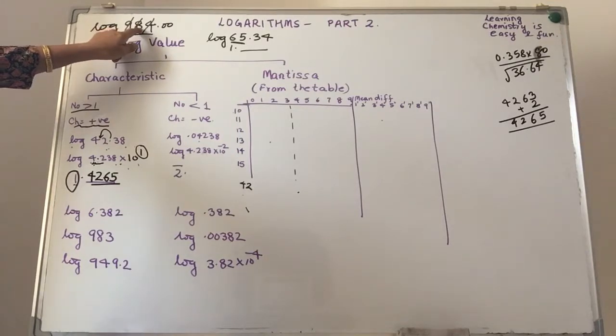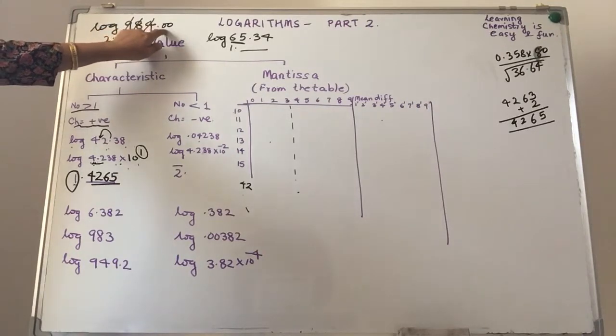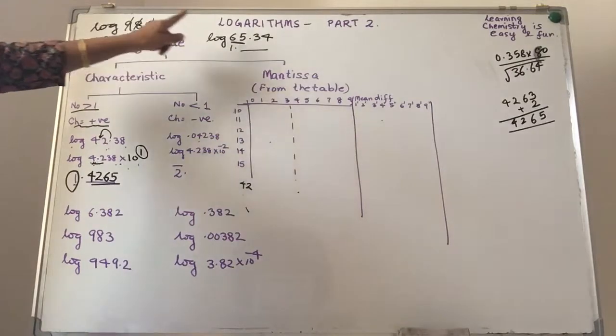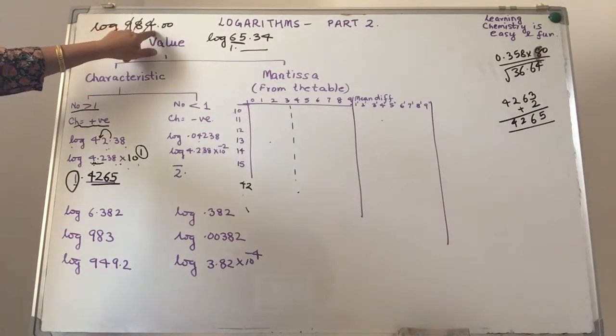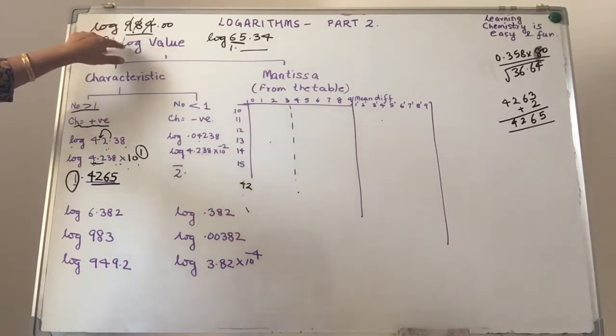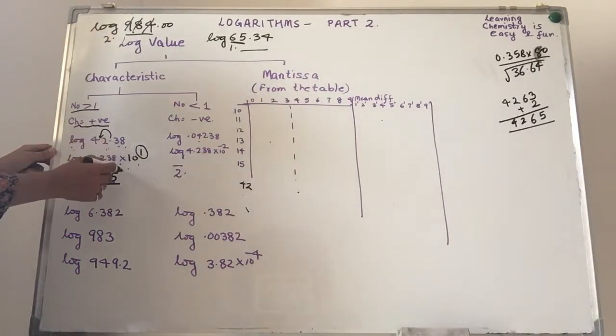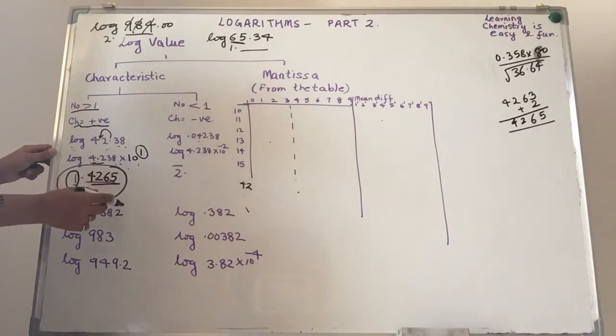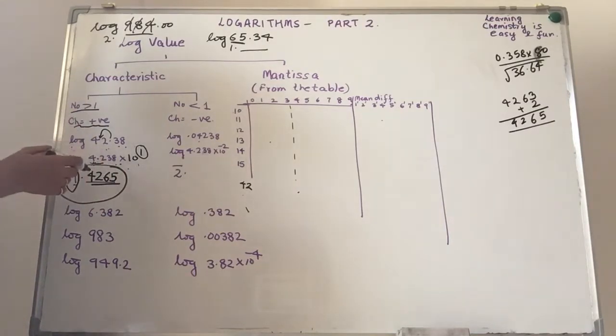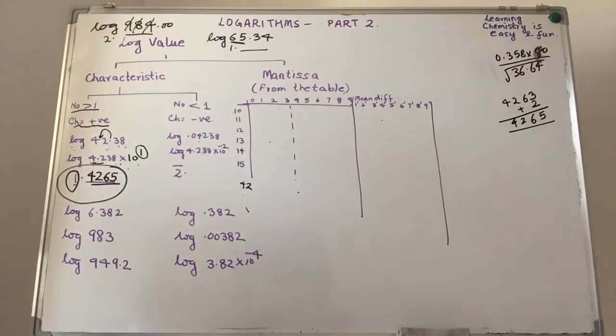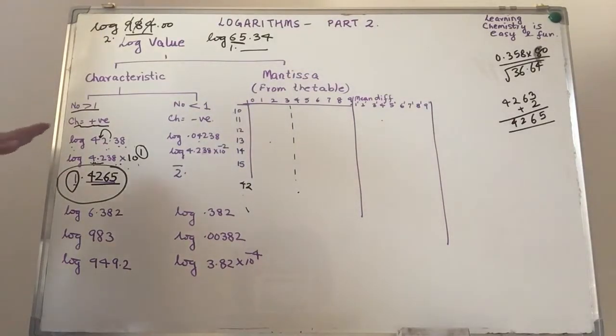Look for 98 under 4. Now there is no 0 in the mean difference. So 98 under 4 gives you the mantissa, and that makes the full log value. So the log value of 42.38 is 1.4265. So there are 2 ways that you can determine the characteristic if it is a number greater than 1.